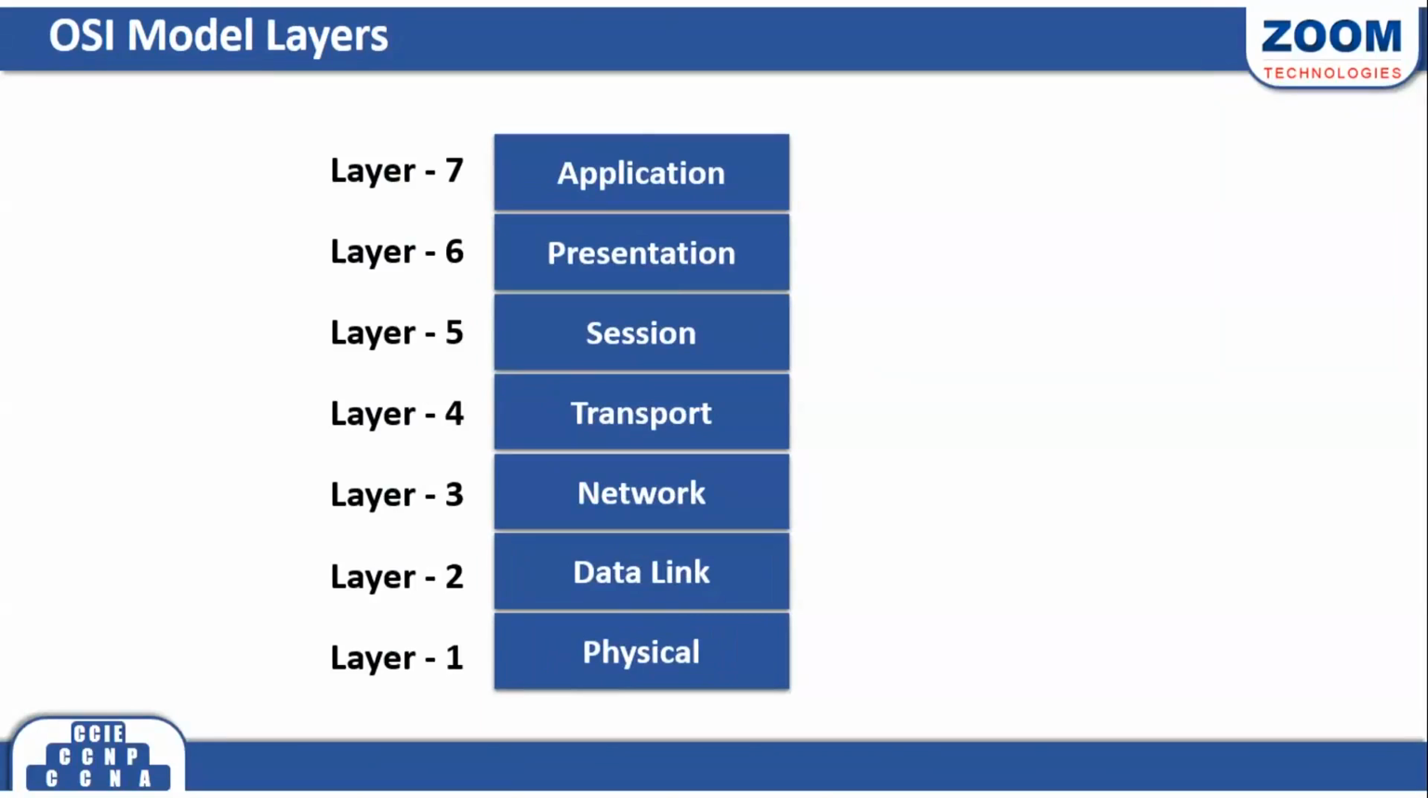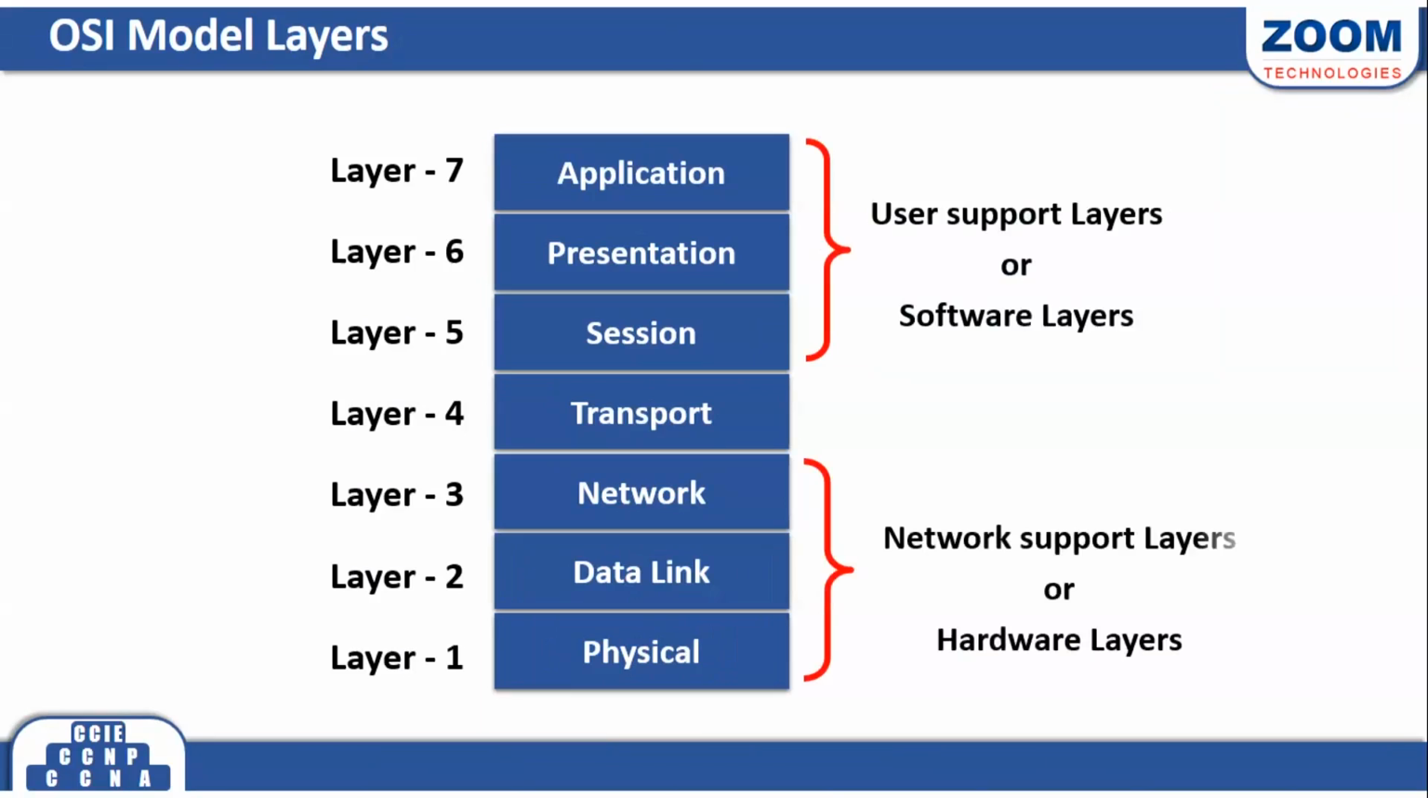So the top three layers are software layers, or we can call them the user support layers. The bottom 3 layers are network support layers, or hardware support layers. And transport layer is the core layer of OSI, which has the major responsibilities inbuilt in data transmission.